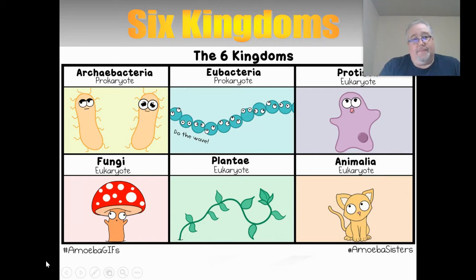Starting with the bacteria. We have a lot of bacteria, so there are actually two different kingdoms that we put them in. We have a kingdom called the protists, funguses or fungi.